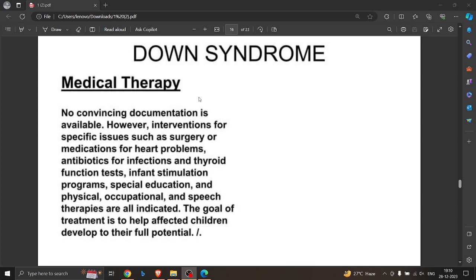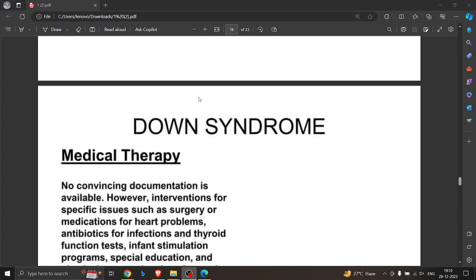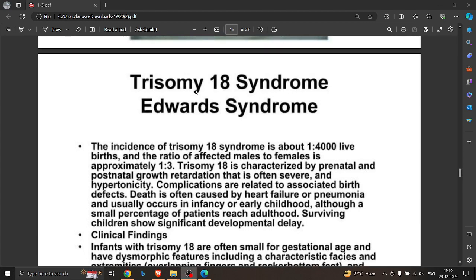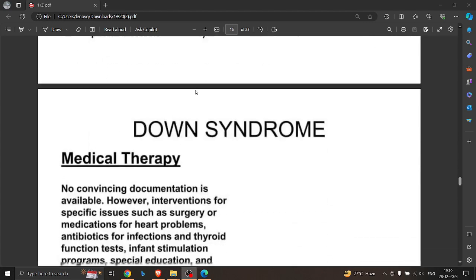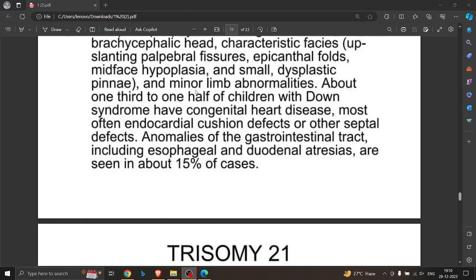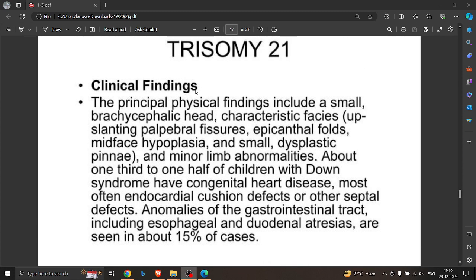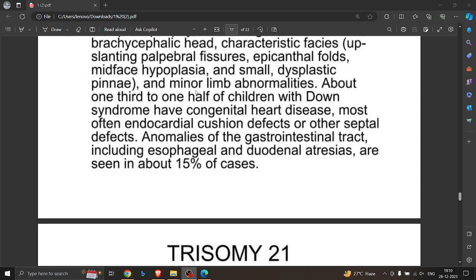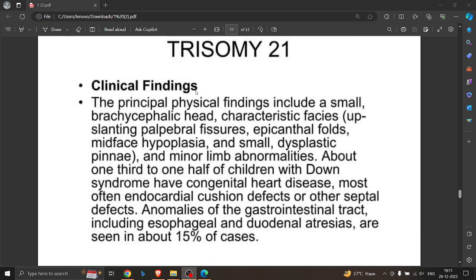Next, Down syndrome medical therapy. There is no convincing documentation still, but genetic counseling can be given, and mostly it can be avoided in the infant stage or in the uterine stage. These are some clinical findings of trisomy 21.